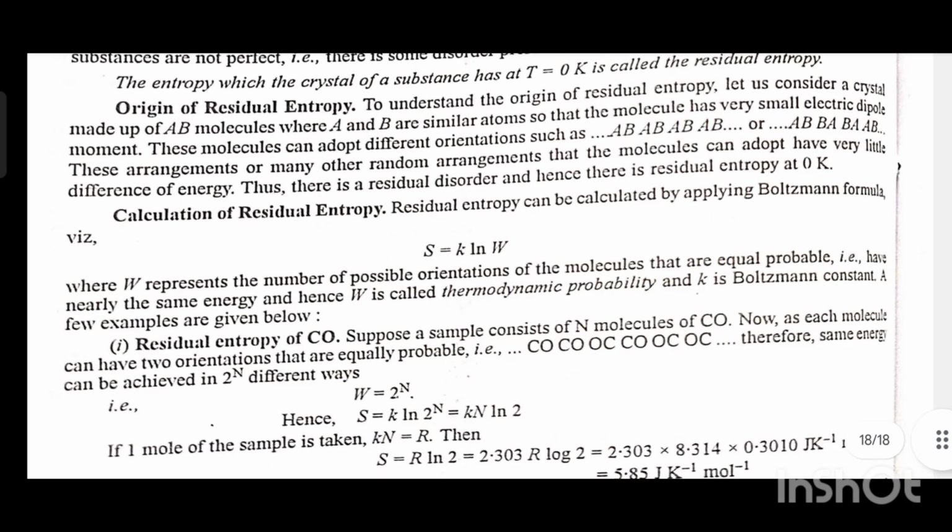Origin of residual entropy. To understand the origin of residual entropy, let us consider a crystal made up of AB molecules where A and B are similar atoms, so that the molecule has a very small electric dipole moment. These molecules can adopt different orientations such as AB, AB, AB, AB or AB, AB, BA, BA, AB. These arrangements or many other random arrangements that the molecules can adopt have very little difference of energy. Thus, there is residual disorder and hence there is residual entropy at 0 Kelvin.